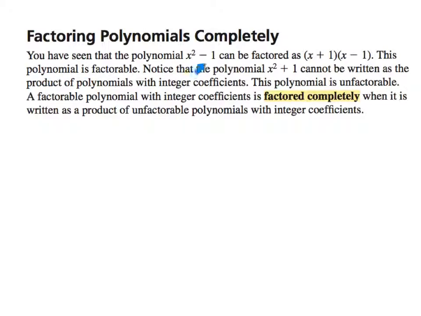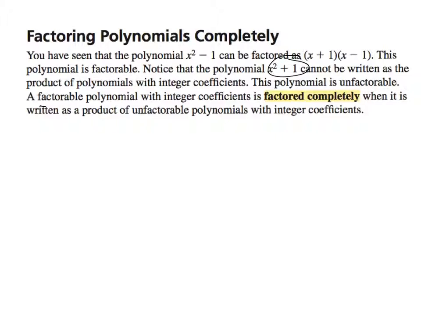So now we have seen the polynomial x squared minus 1. That can be factored into x plus 1, x minus 1. This polynomial is factorable. Notice that the polynomial x squared plus 1 cannot be written as the product of polynomials with integer coefficients. Once again, if you have a minus and then a perfect square, then you can break them down. If you have a plus, you cannot. This polynomial right here would be unfactorable.